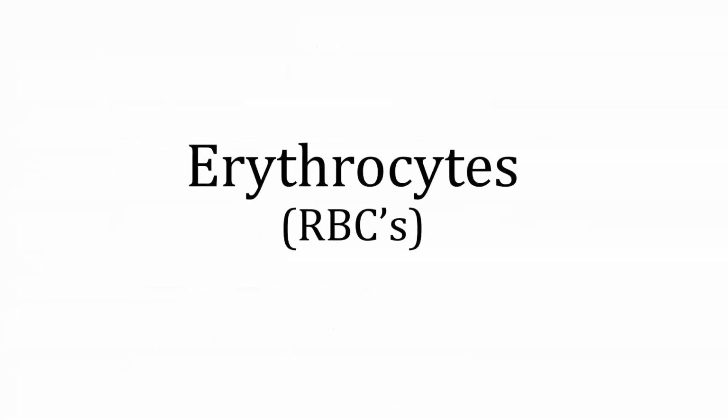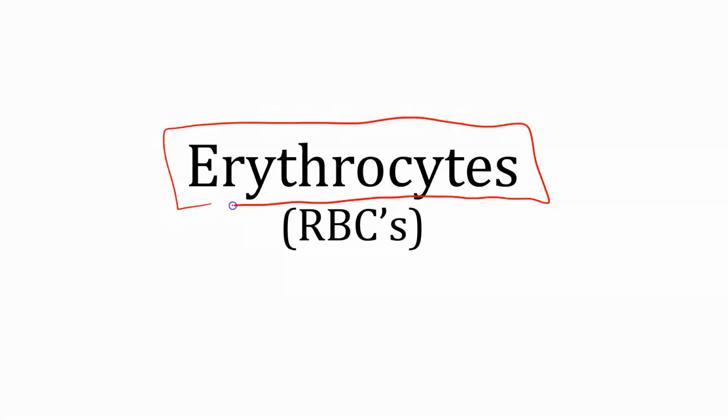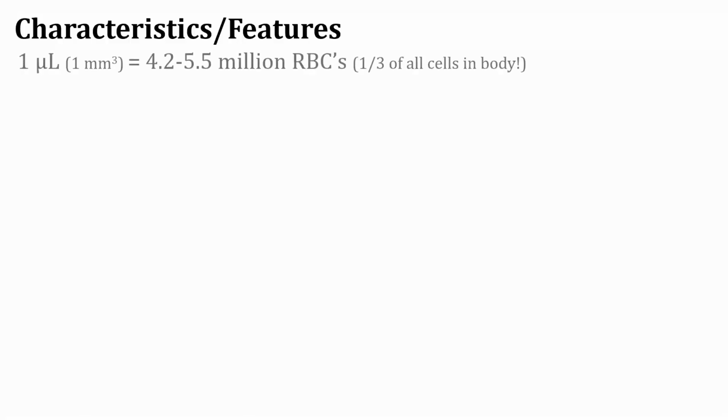Okay, the next big part of this chapter is all about specifically red blood cells. Again, the name for a red blood cell is this, erythrocyte. We're going to start by talking about some of their characteristics or their features. Red blood cells are pretty cool. There's a lot of them in your body. In fact, about 1/3 of all the cells in your body are red blood cells, so that's pretty fascinating.